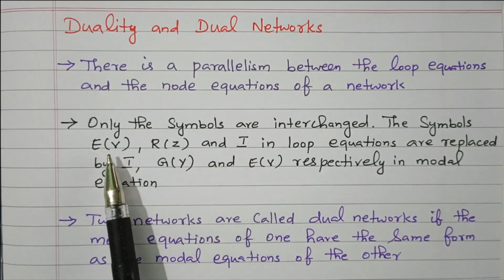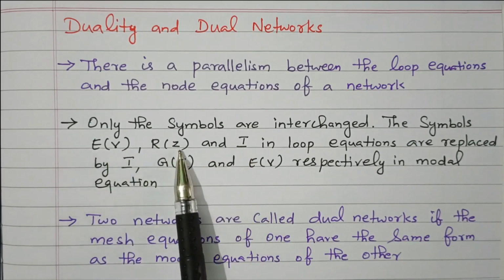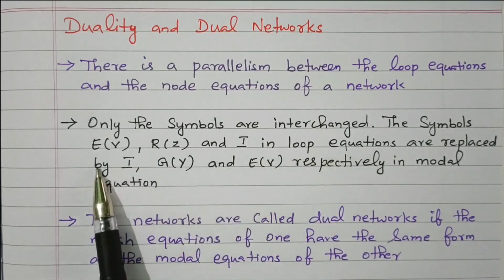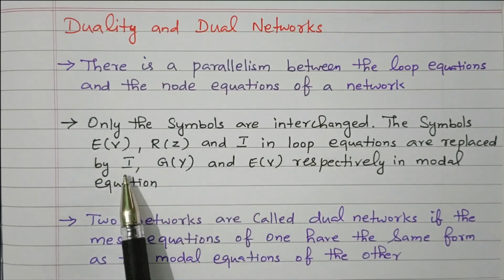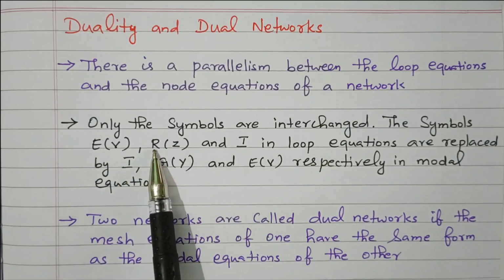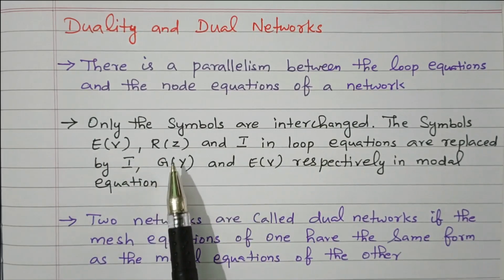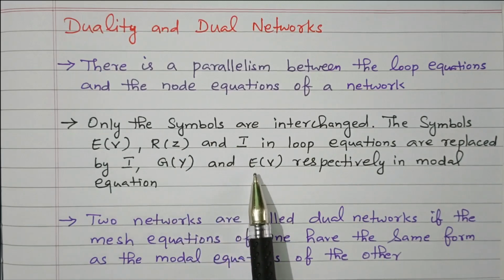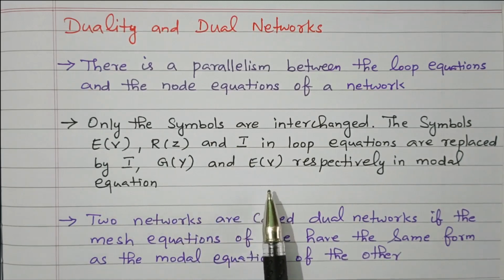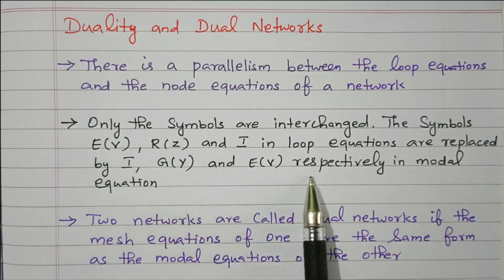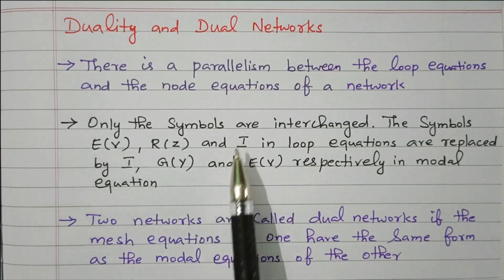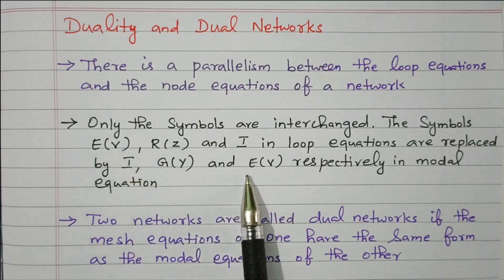The voltage E or V, resistance or impedance and current in the loop equation are replaced by the following. V is replaced by I. Resistor R is replaced by conductance. Impedance is replaced by admittance. Similarly, I is replaced by voltage E or V. So all are interchanged respectively in the nodal equation, right? So E or V, R and I are replaced by I, G and E. That is called a dual network.